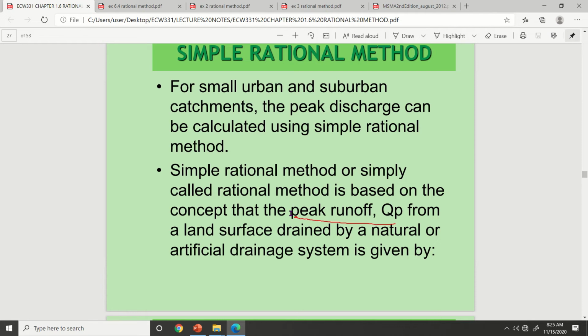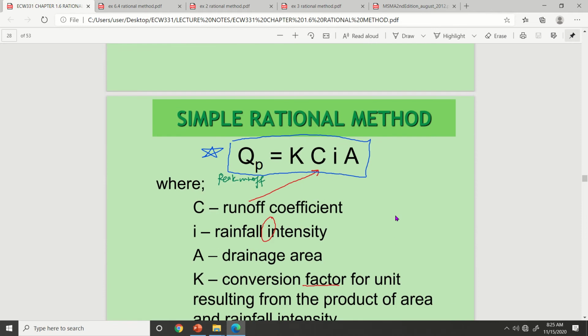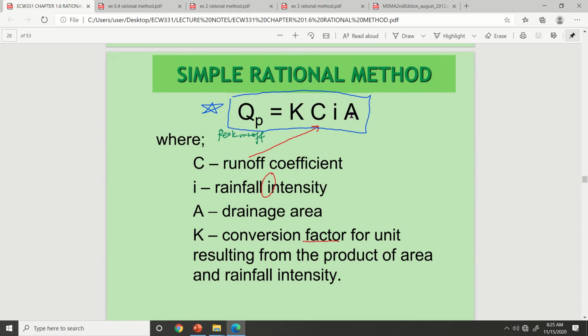So for the rational method, you have to calculate the peak runoff, or QP. So this is the formula. You have to remember this one. So K is the conversion factor. I don't want you to use this K factor, but you have to know how to convert I and A. So I is rainfall intensity, A is the drainage area. C is the runoff coefficient, given in the equations.